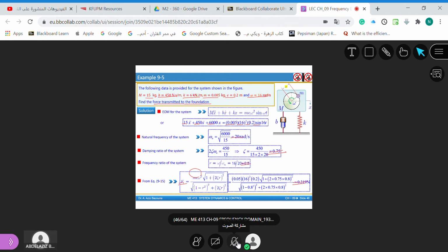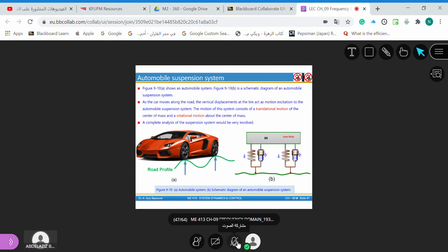So basically 0.319 is just as if you throw approximately 3 kilograms on the foundation, which is a small amount. This is when we have force transmitted. Next lecture we will see when the road profile is moving and how this motion is transmitted to the car, or to the machine, to the foundation.